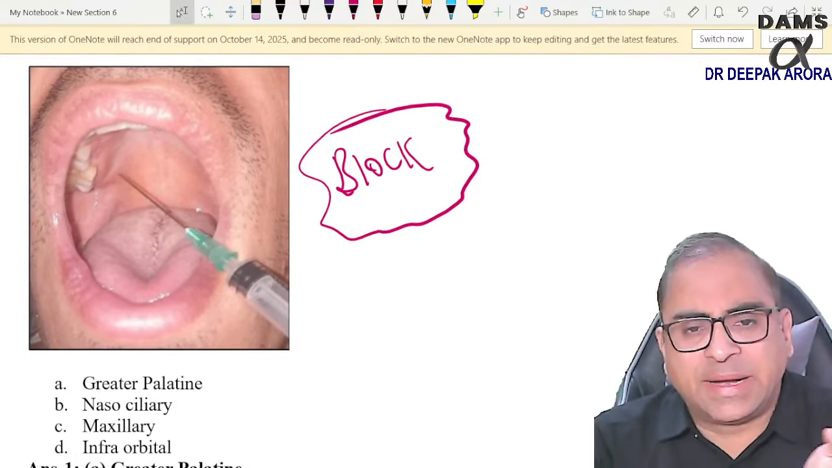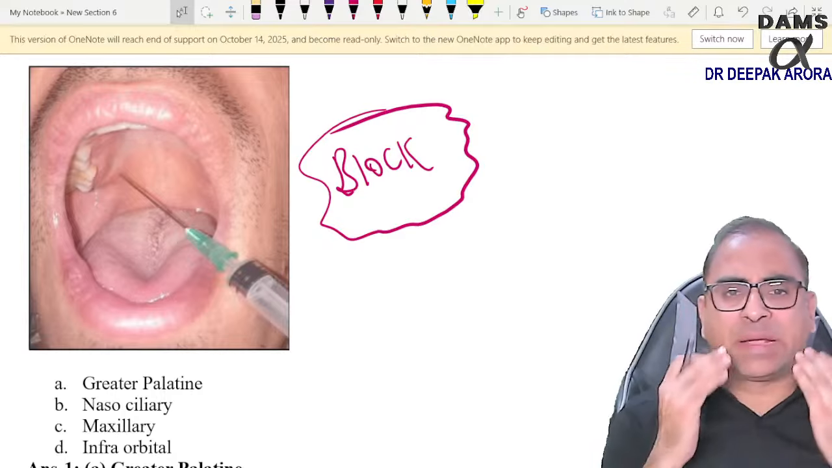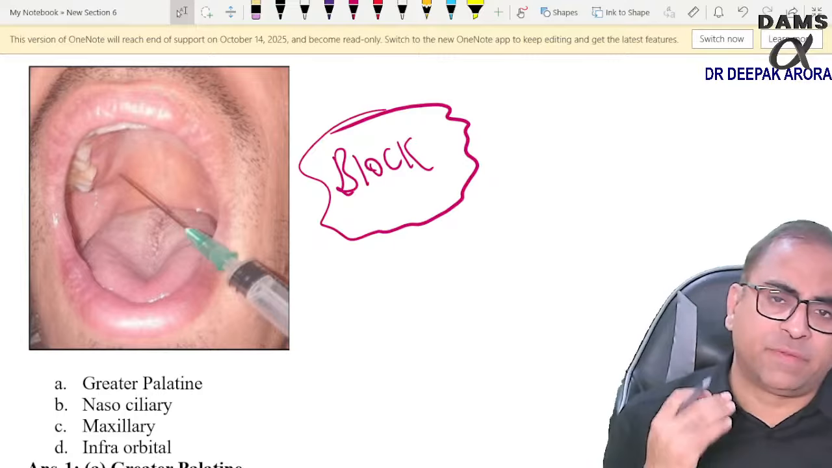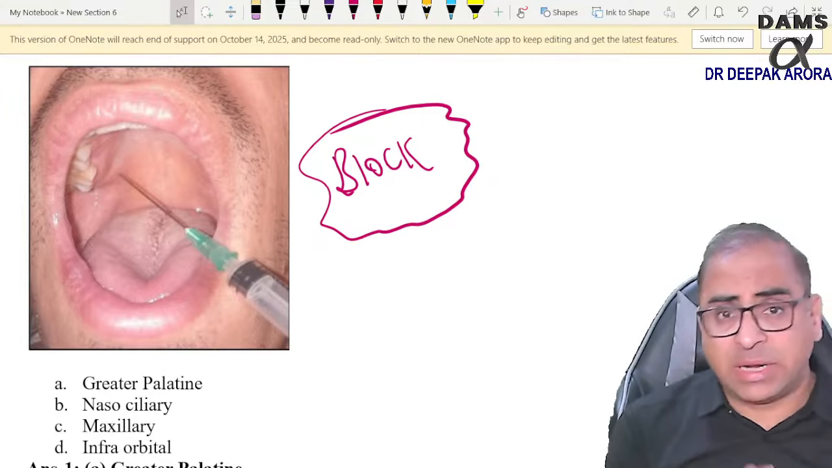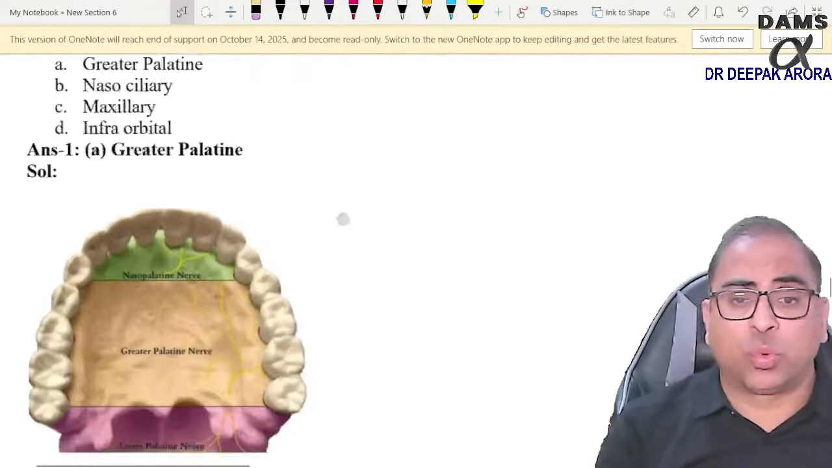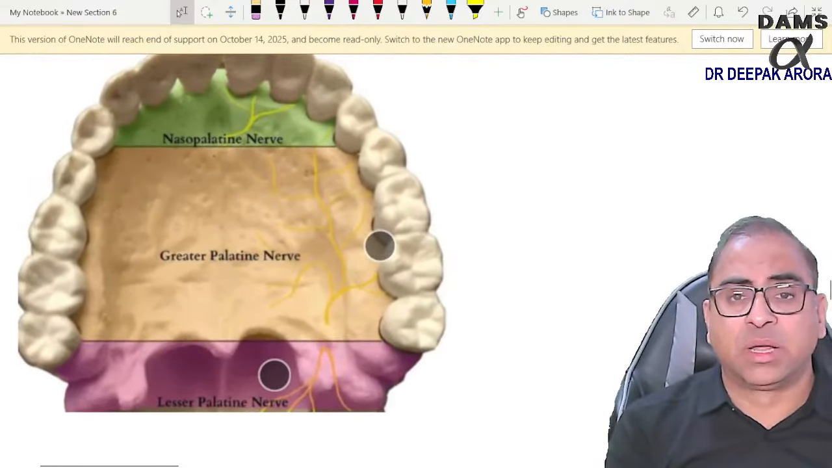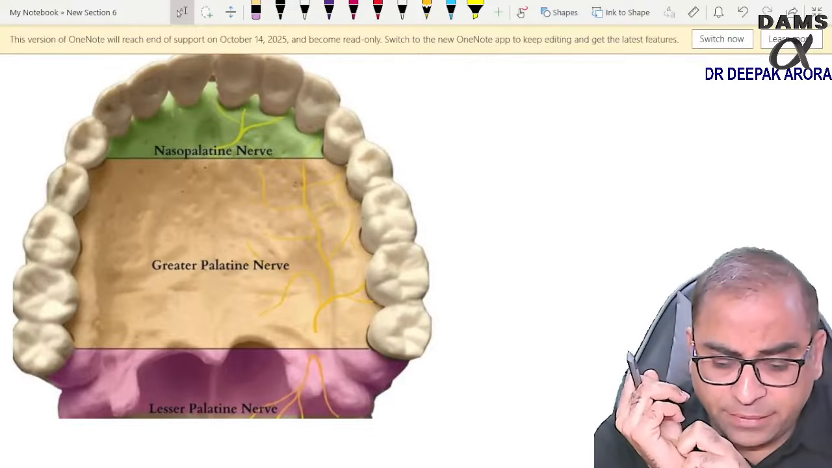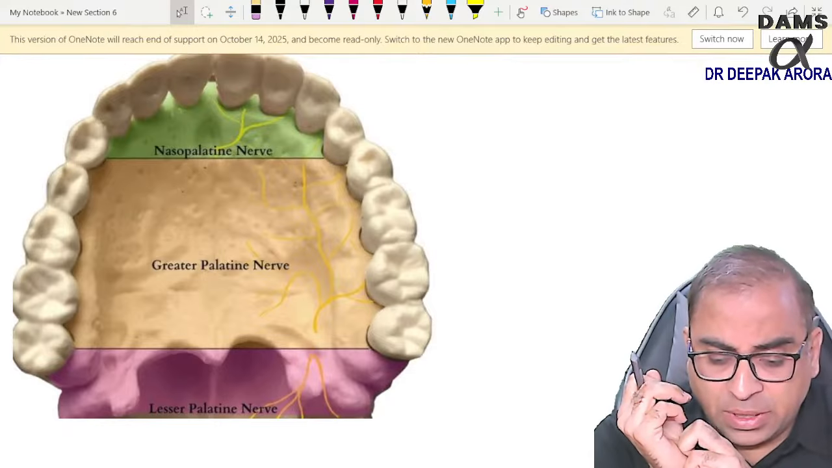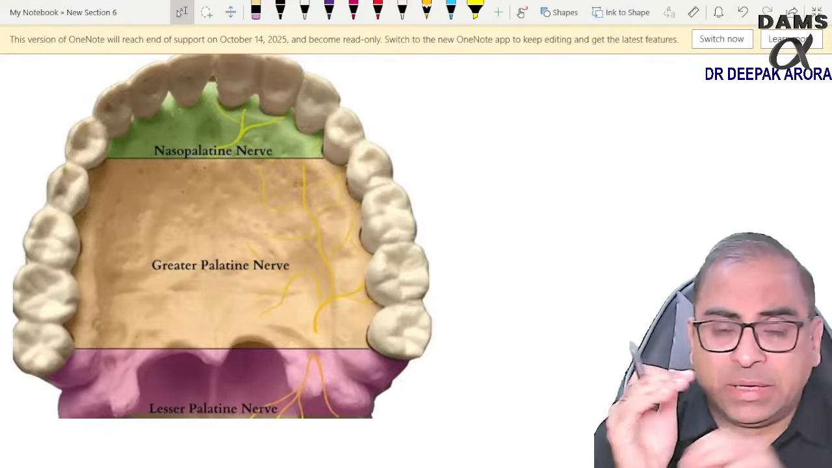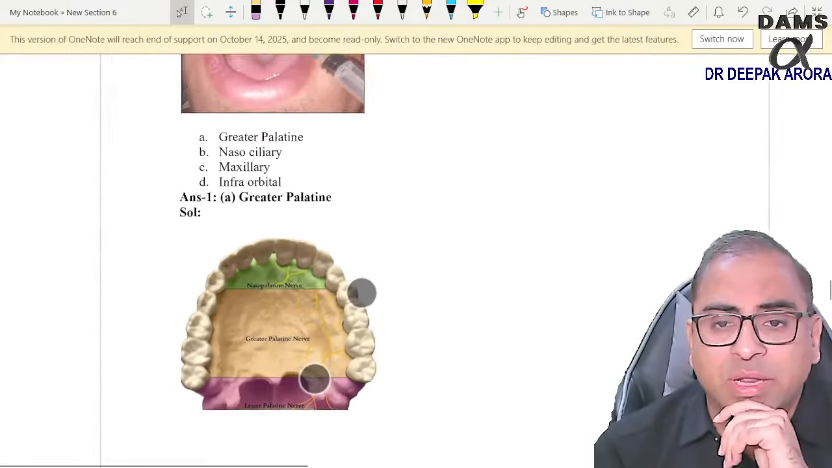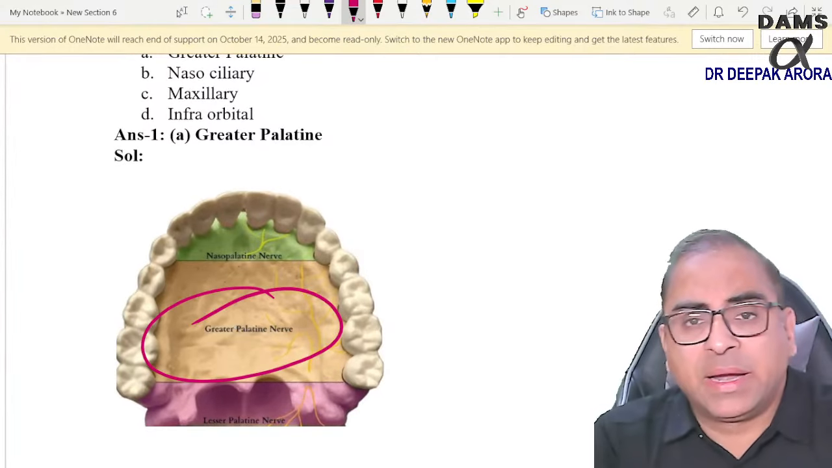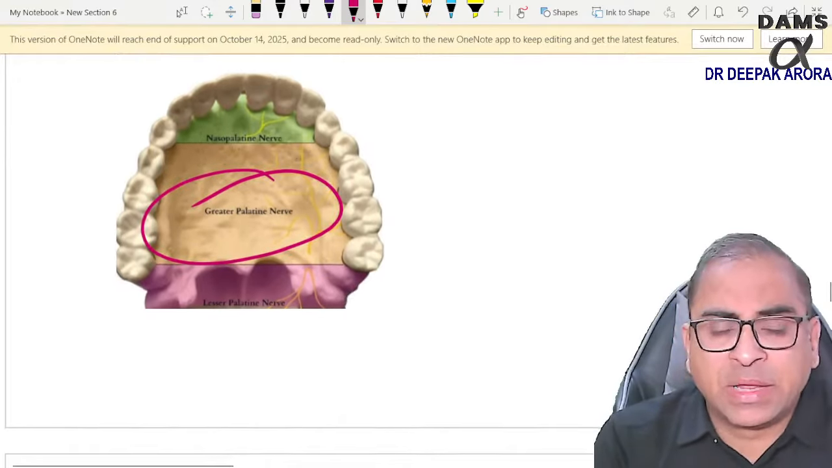The options were greater palatine, nasociliary, maxillary, infraorbital. Maxillary and infraorbital, they will give you some image of the face or sublabial incident, but here they are giving it on the palate, behind. So the MCQ was taken from this segment. Always remember, nasopalatine nerve, greater palatine, lesser palatine supply your palate. These 3 parts. So the answer will be going in favor of greater palatine. This major chunk of the palate is supplied by the greater palatine.